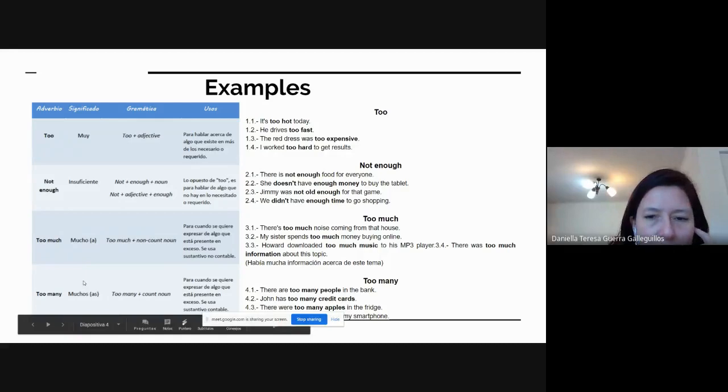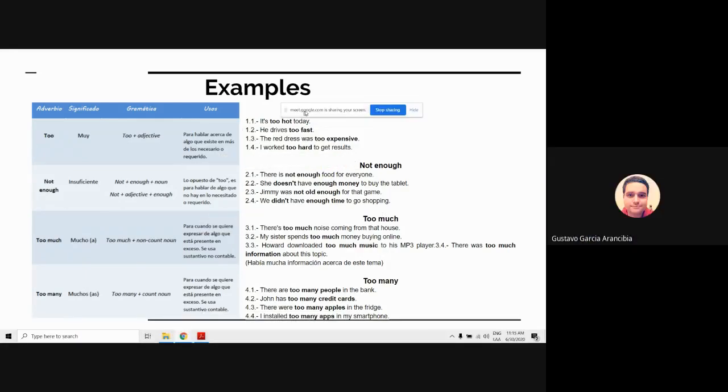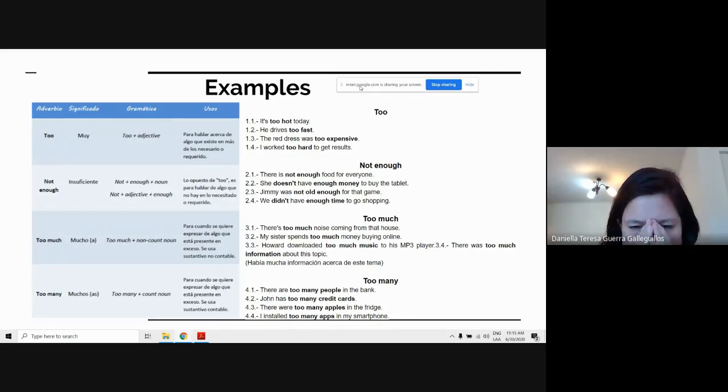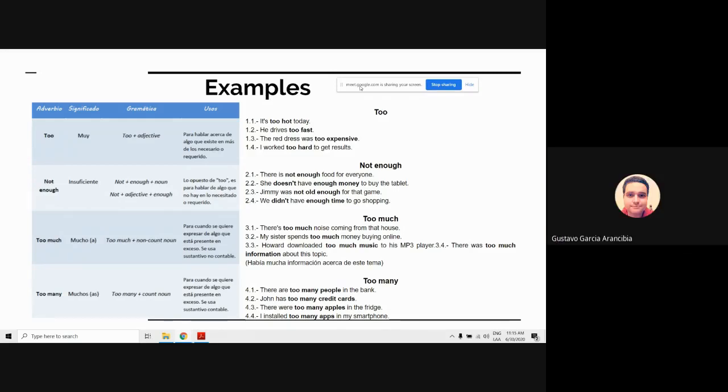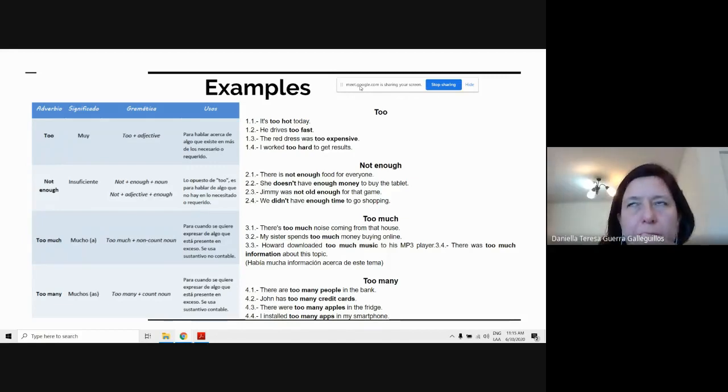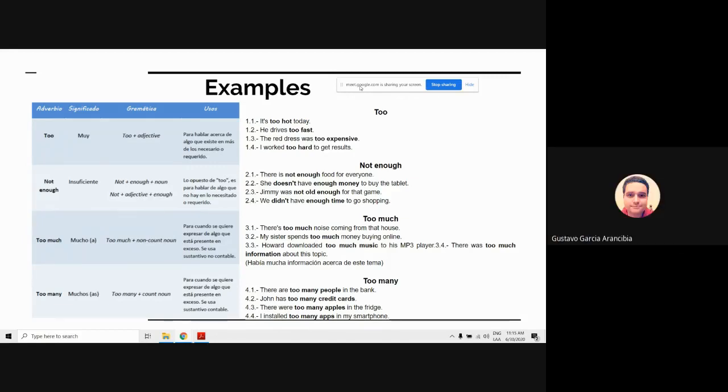Now, Gustavo, can you read too many? Okay, Miss. Thank you. Too many. Significado muchos o muchas. Gramática. Too many más countable noun, yes. Countable. Uso. Para cuando se quiere expresar de algo que está presente en exceso. Se usa sustantivo contable.